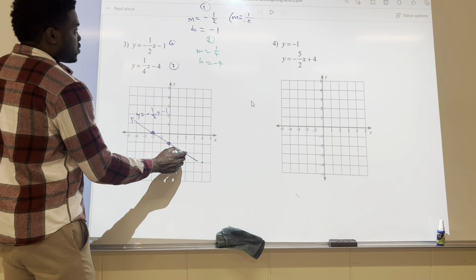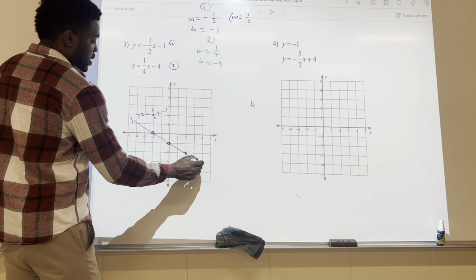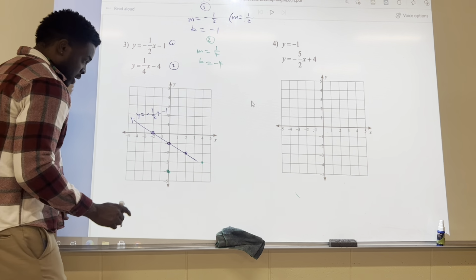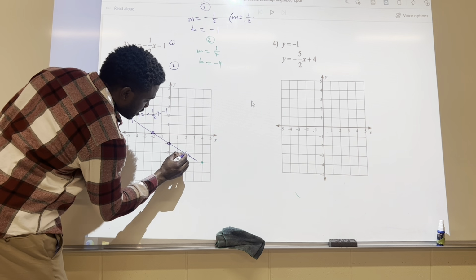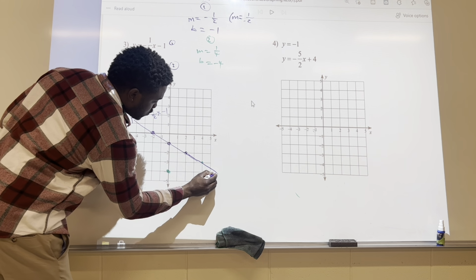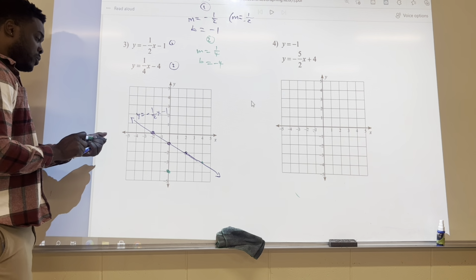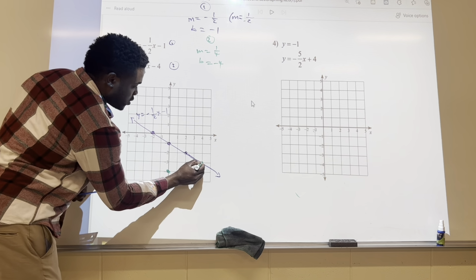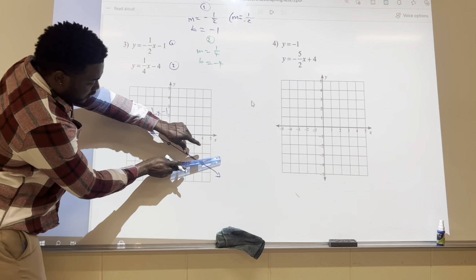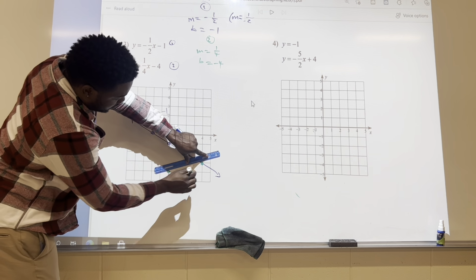So remember that the slope was down 1 and then over 2, so I have to be over here. So the line over here crosses, right? The line over here also crosses this point over here, right? So I already found my intersection here. I already found my intersection, right? So I can go ahead and graph now since I already found my intersection.